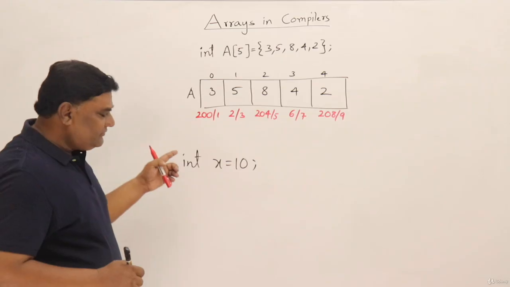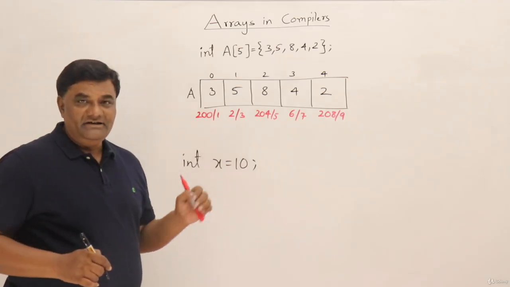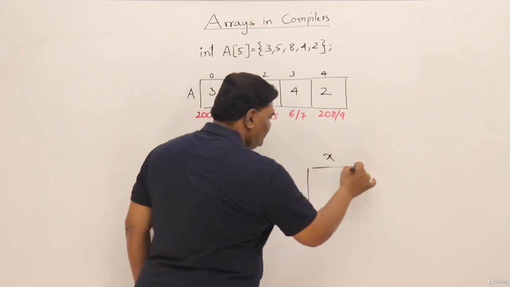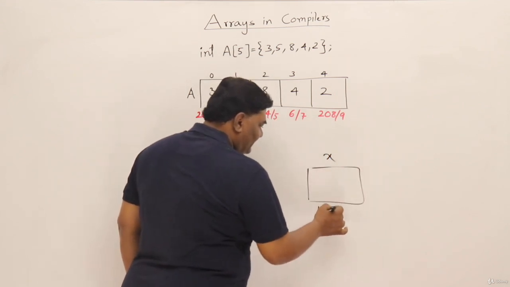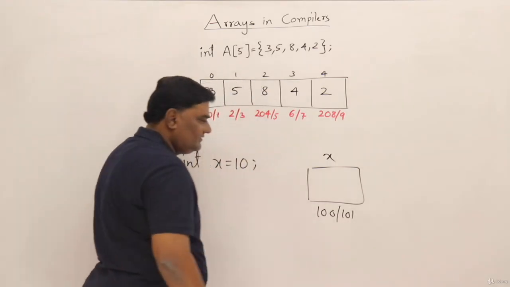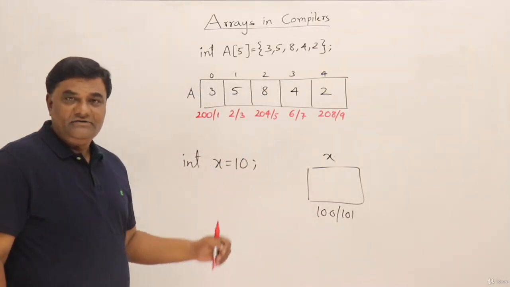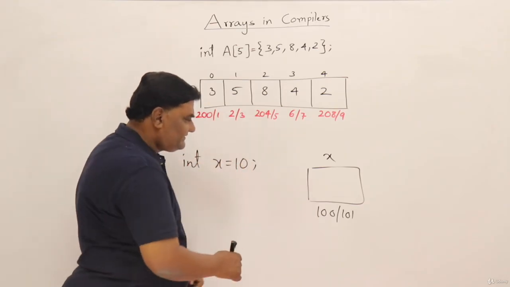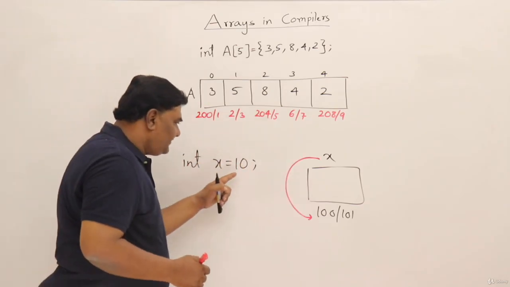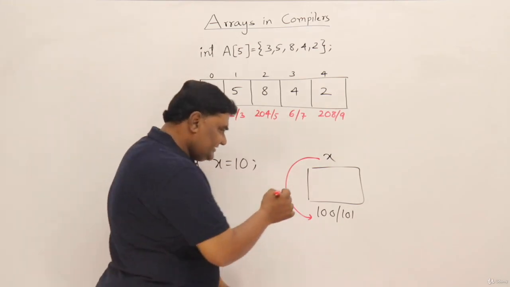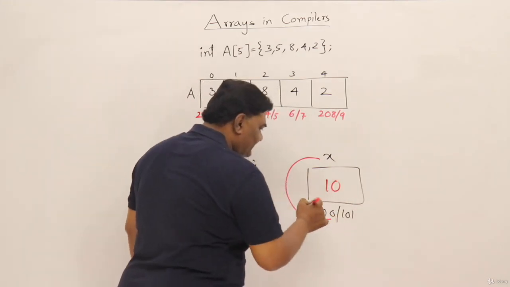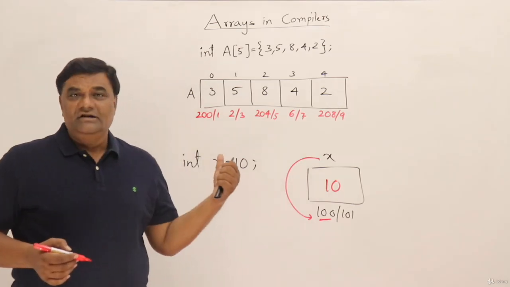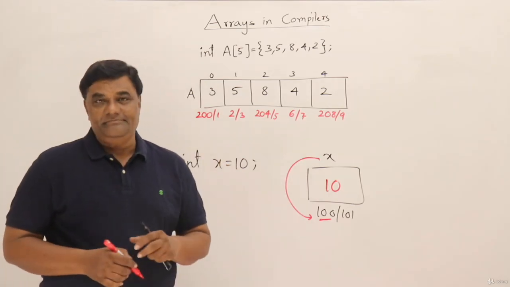But when the compiler converts into machine code, it will not have variable names. During execution, for this variable, let us say 2 bytes of memory are allocated and the addresses are 100 and 101. Suppose during execution this is the memory allocated. This variable x represents this address, and the value 10 has to be stored at that location, means at this address 100.